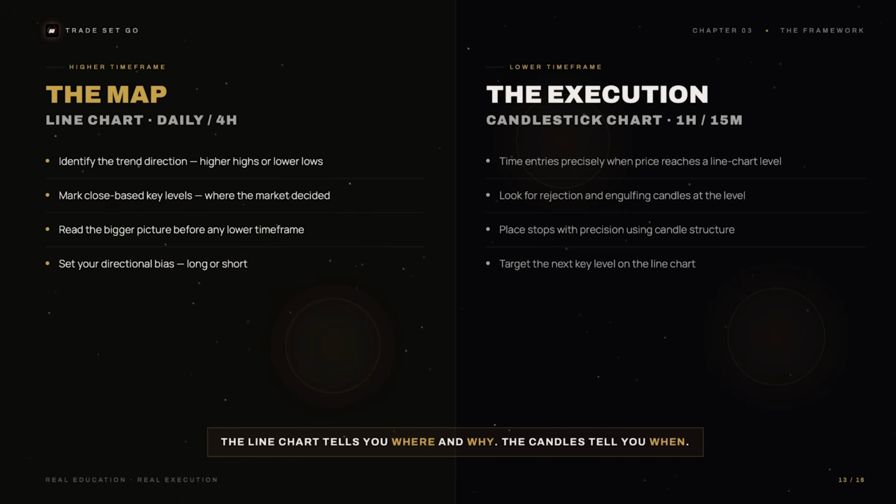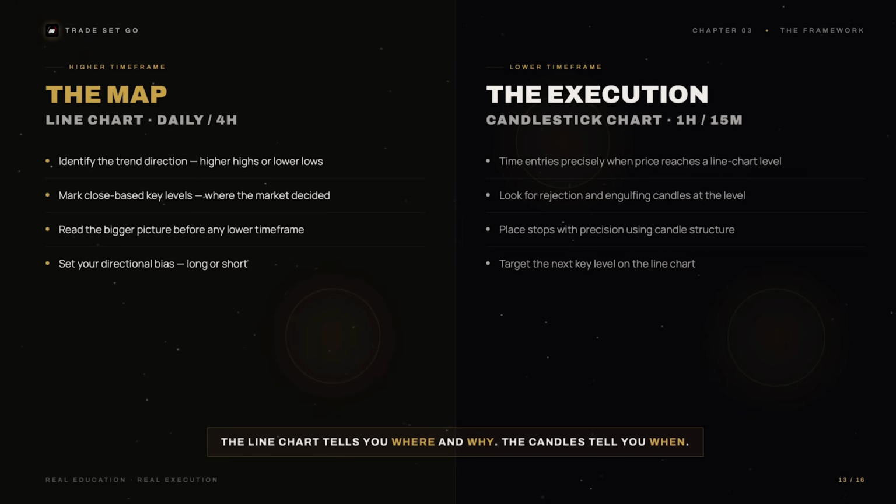Now, we talked about the importance of the higher time frame and a line chart on the daily and the 4 hour. That is where you can identify your trend directions, the highs and lows and the lower lows. You can mark the close based on key levels where the market decided to close and go. You can read the bigger picture. You can also get a clear directional bias on whether you're going to be long or short for the day. The line chart is the best way to identify where the market is and why it is there, but the candlestick will tell you when is the right time to enter.